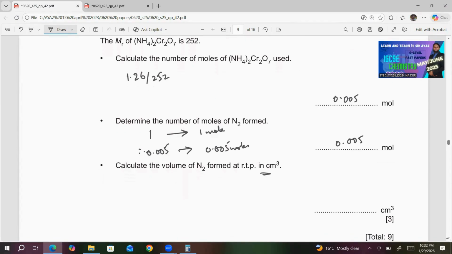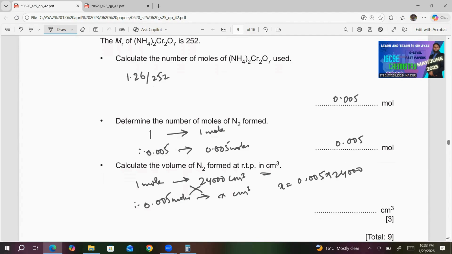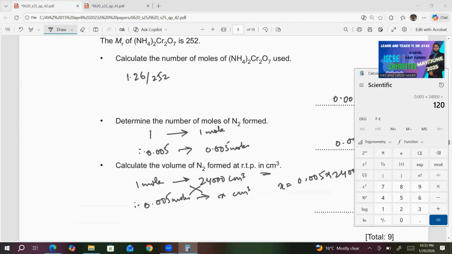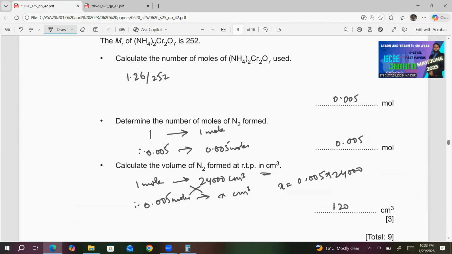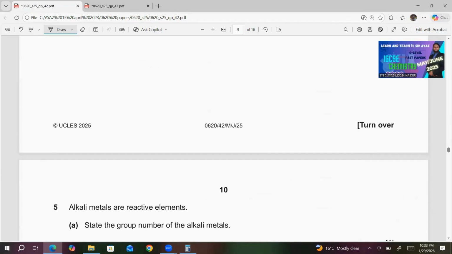So we know that 1 mole contains 24,000 cm³ at RTP. Therefore, 0.005 moles contains X cm³. So this will be multiplied like this. What do we get? X is equal to 0.005 multiplied by 24,000, which is 120. So 120 cm³ will be the final answer for this one. Moving to next question.